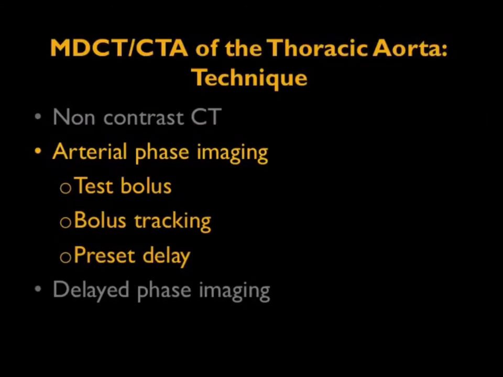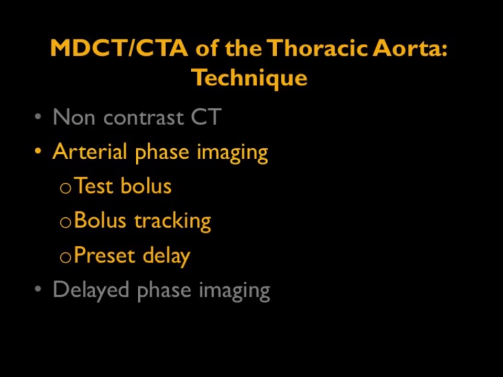So you've done a non-contrast, and perhaps you see, or perhaps you don't see, an intramural hematoma. What exactly do you do at that point? Well, it's kind of simple. Now we need to do the contrast enhanced scans. So how do you do it? Well, I think a little bit depends on your site and what you feel comfortable with. A test bolus, bolus tracking, or preset delay can all be used.